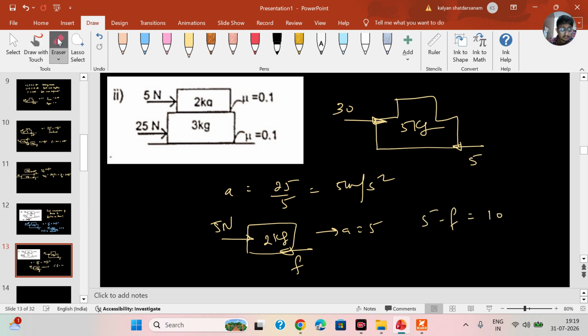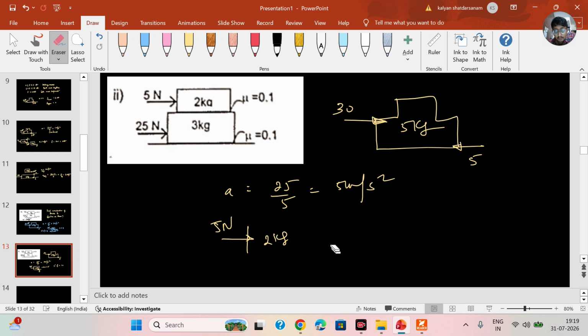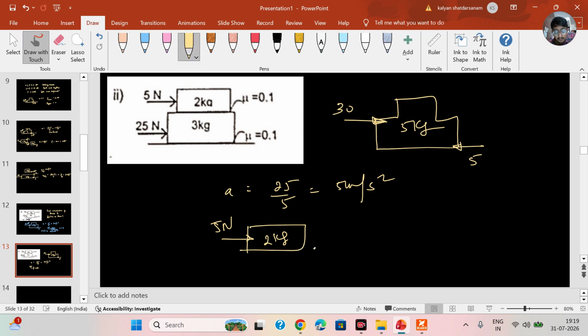Again the same problem. F can act the other way. Okay. 5 plus F is 10. F is 5. Is it less than mu N? 0.1 into 22. Wrong. They don't move together. So now is the tricky part. They should move separately, so try to find that.